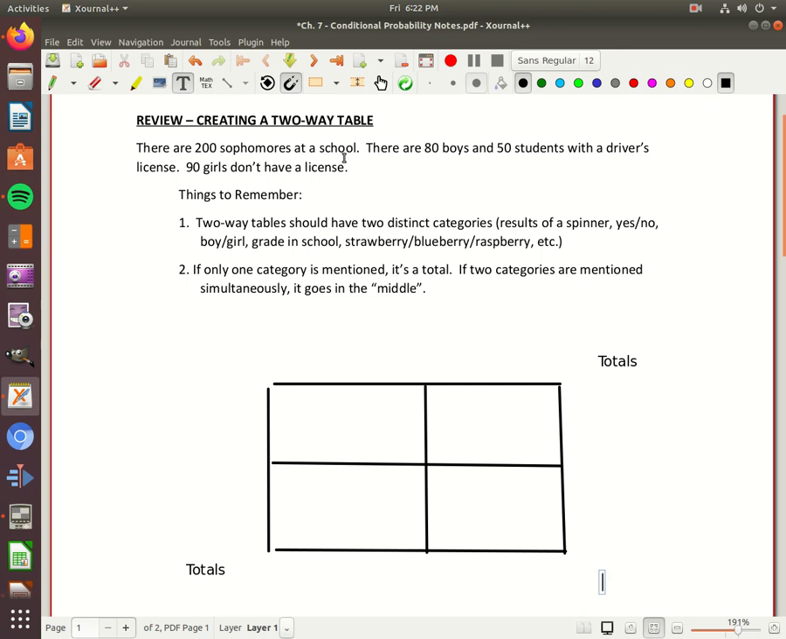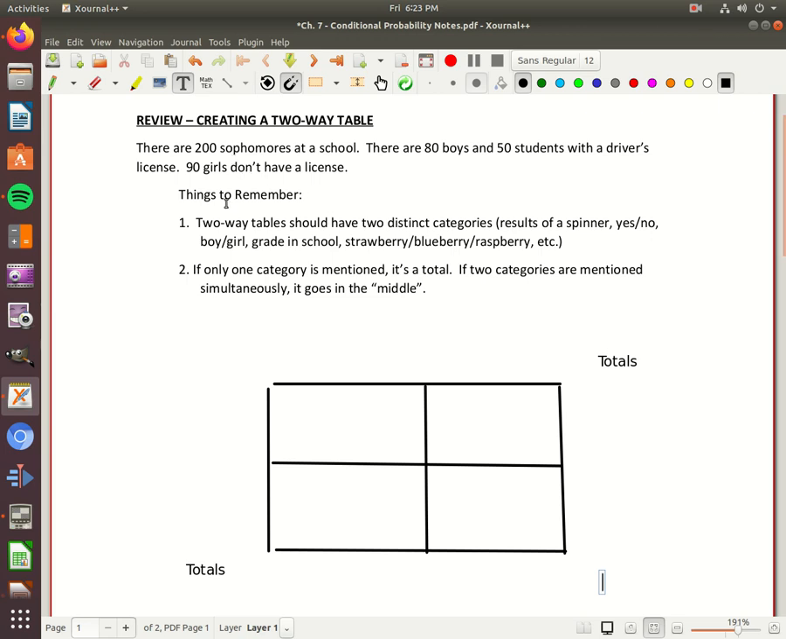There's 200 sophomores at a school. 80 boys, 50 students with a driver's license, 90 girls don't have a license. So when we make a two-way table, there's a couple things that we want to keep in mind. The first thing to remember is that two-way tables should have two distinct categories. So we'd have the results of a spinner, like 1, 2, 3, 4, 5, 6, or something yes or no. If it's a boy or if it's a girl, the grade they're in school, 9th, 10th, 11th, 12th grade, whatever. Something they like. If they like strawberry, blueberry, or raspberry, they might have their own categories.